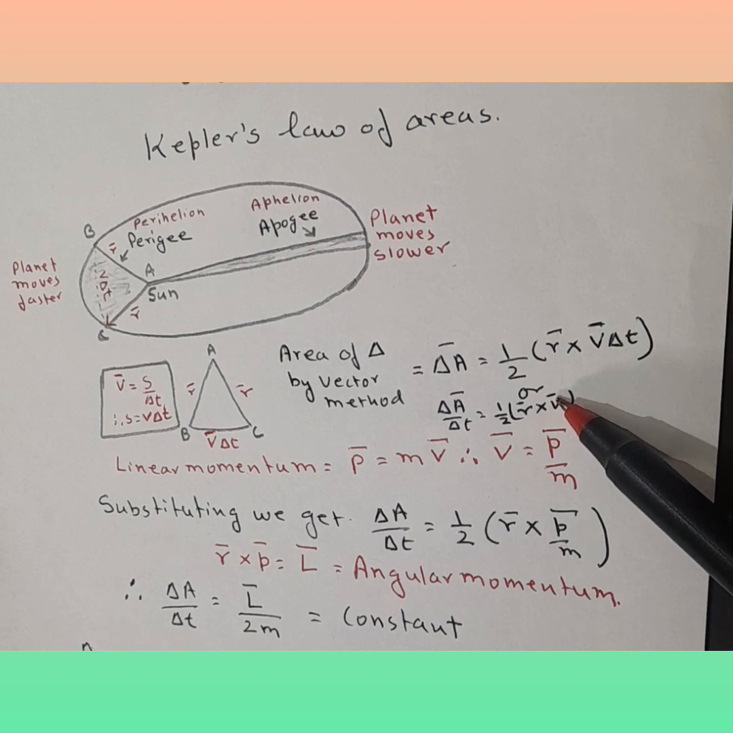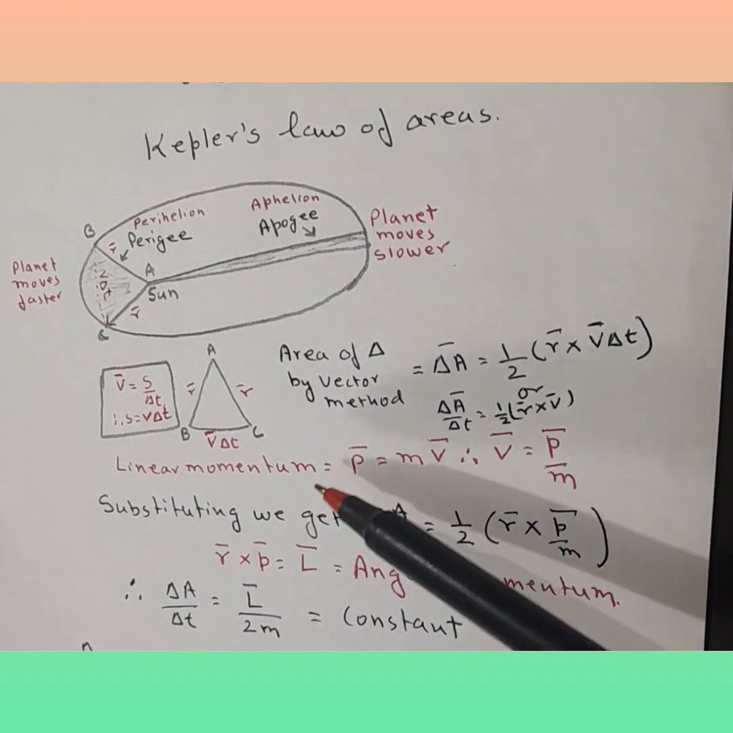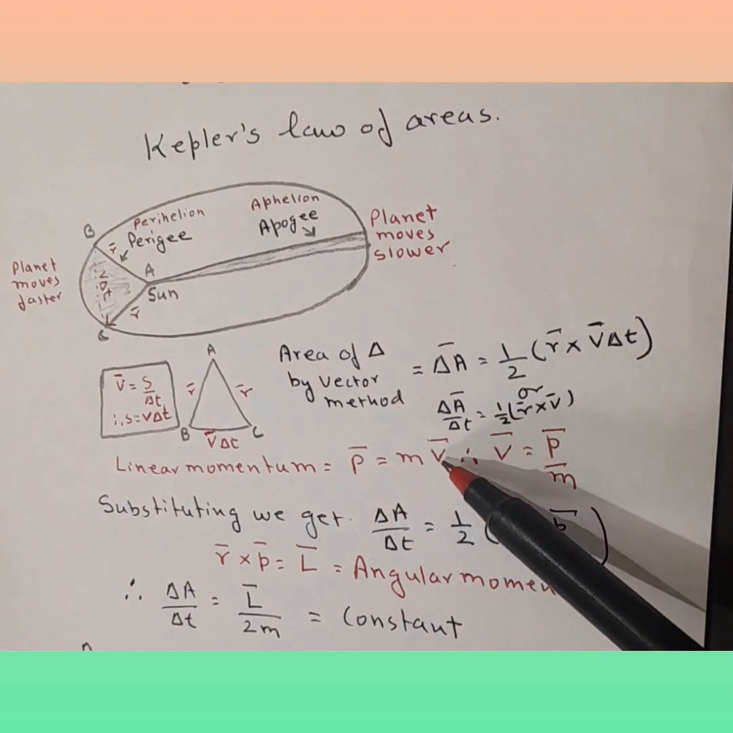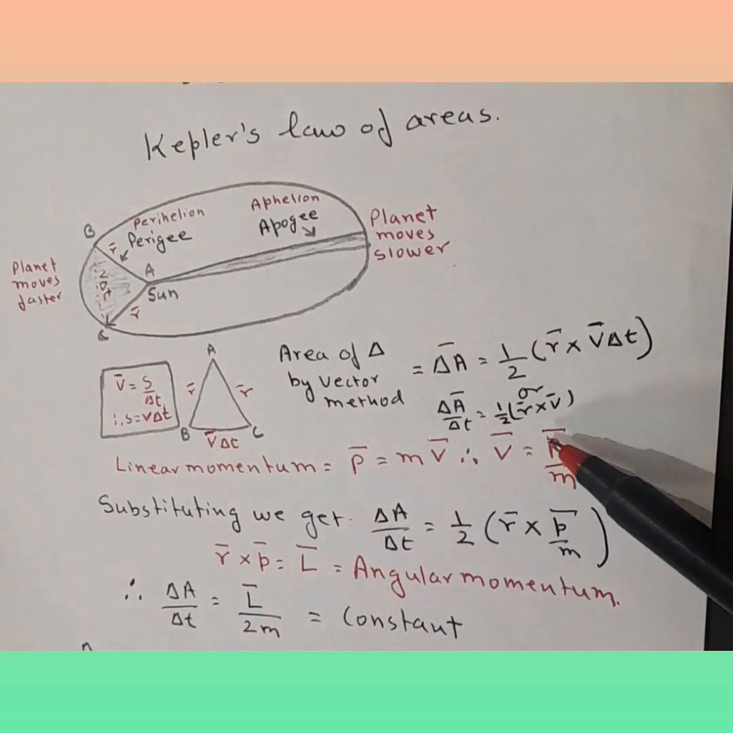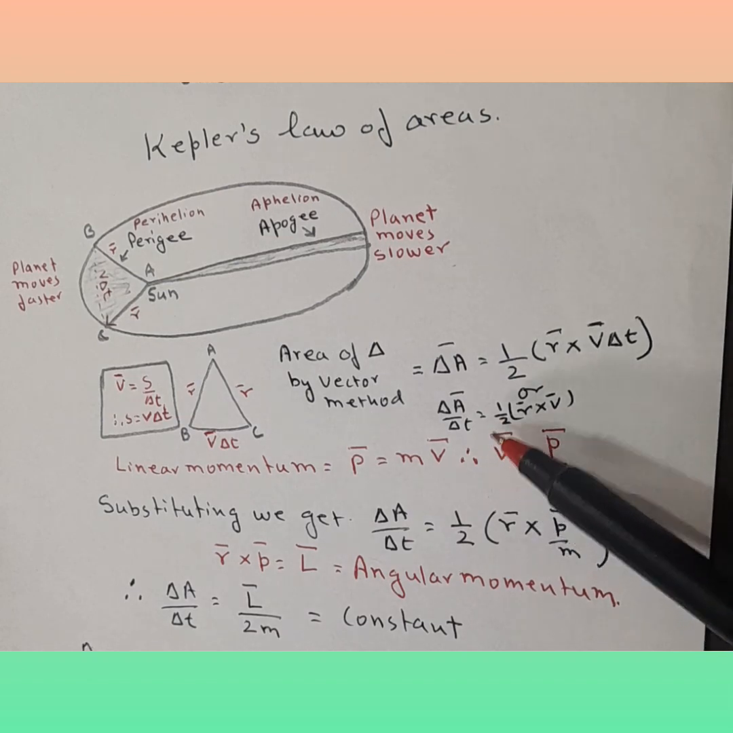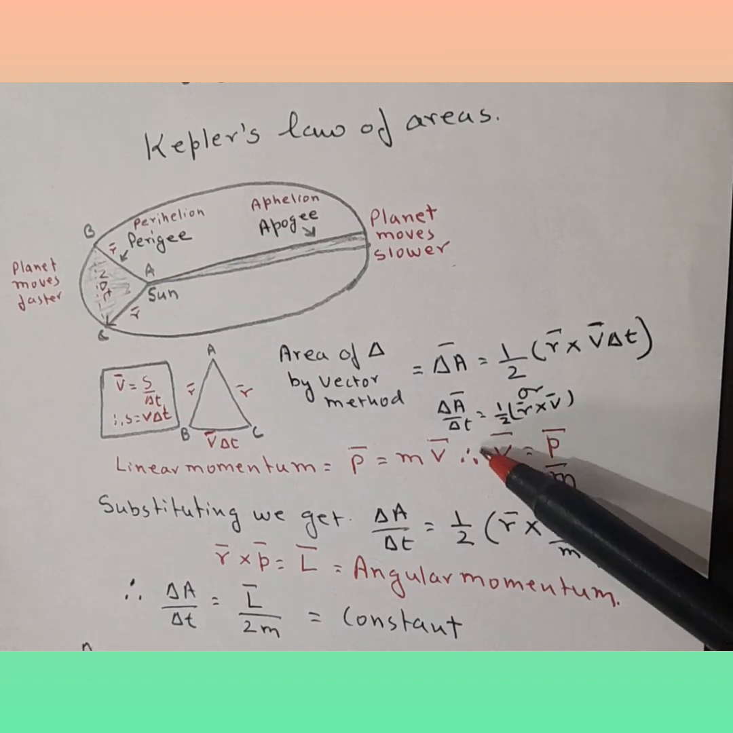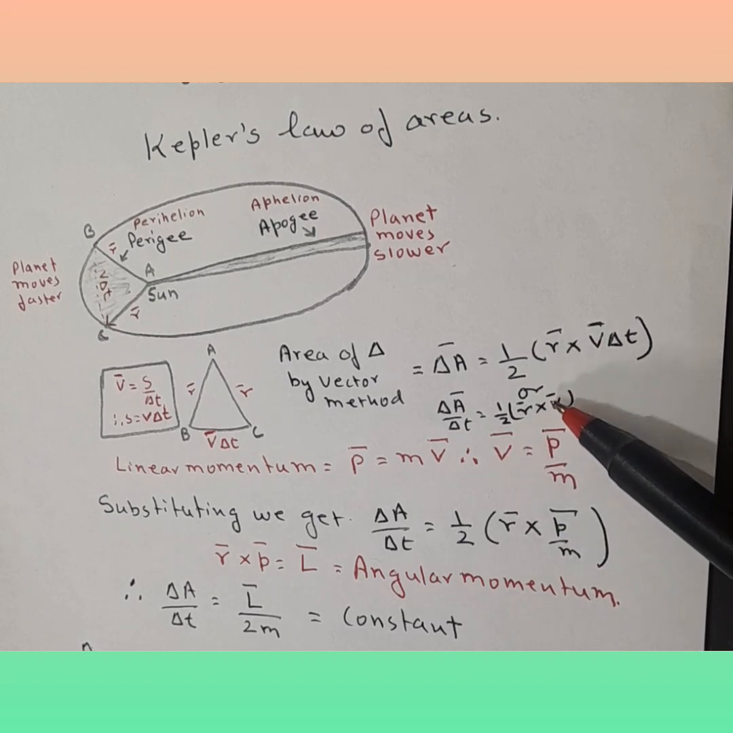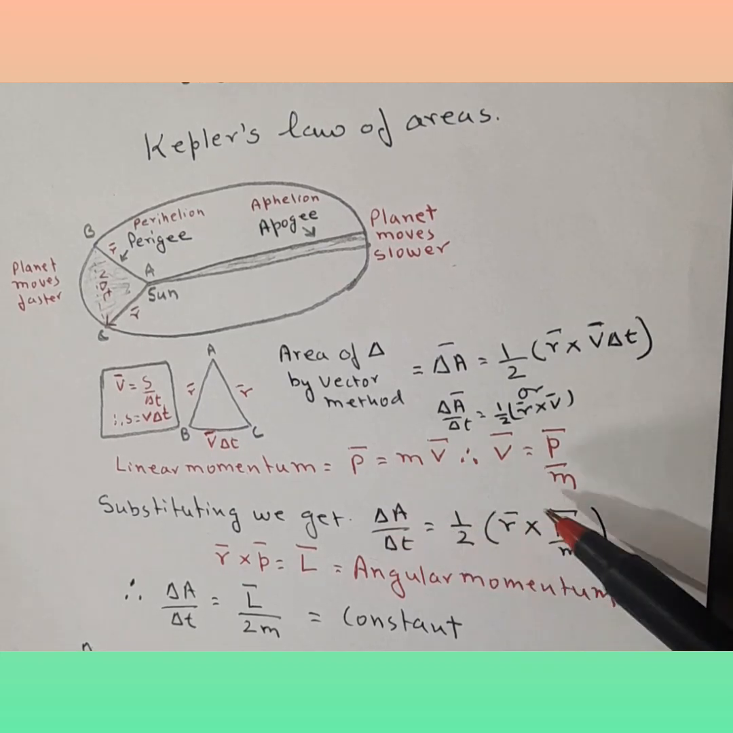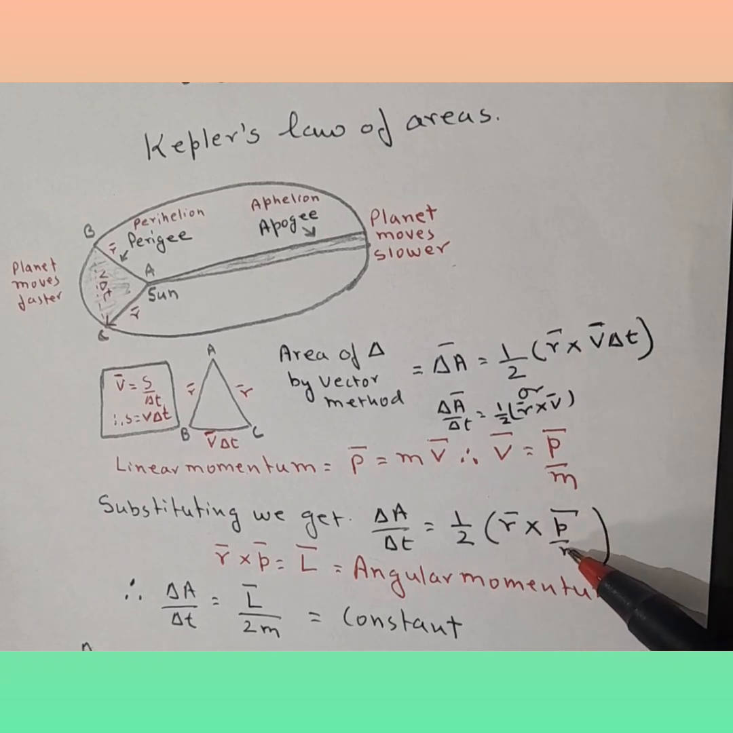Alright. Now again, linear momentum vector P is equal to M vector V. So vector V is equal to vector P over M. So we got a new formula for vector V. So we can jolly well substitute over here. So on substitution we get this equation. Del A over del T is equal to half vector R cross vector P over M.